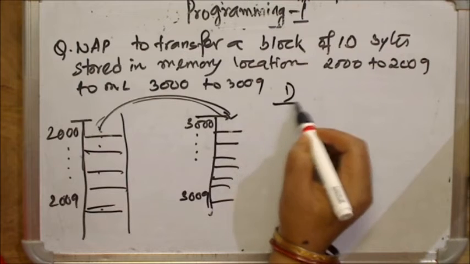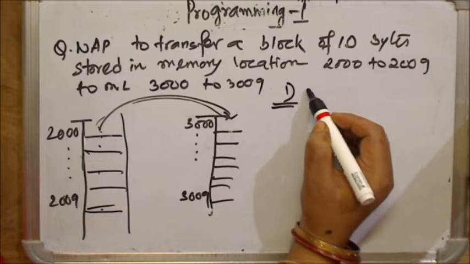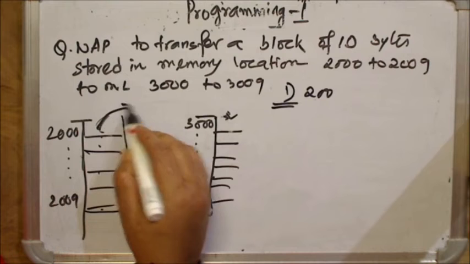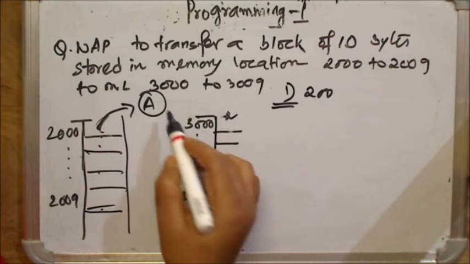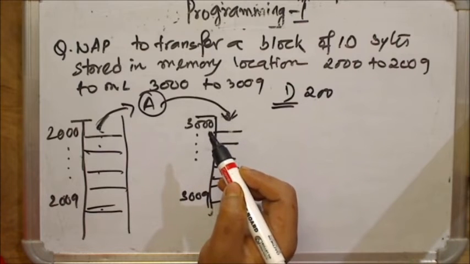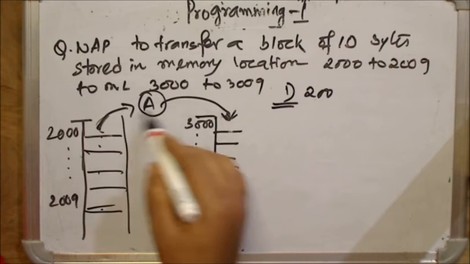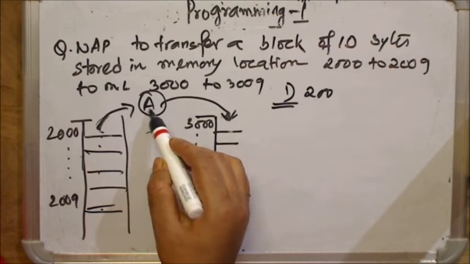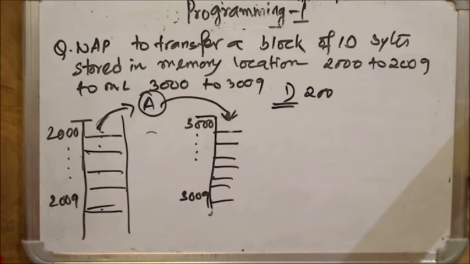Now take the data. What is the first step? The first step is to take the data from location 2000H into A and put it in 3000H. Now put the procedure in a loop, that is, taking the data from 2000 into A and putting it back into the destination. Put the procedure in a loop.